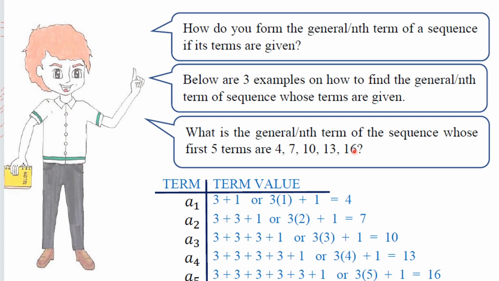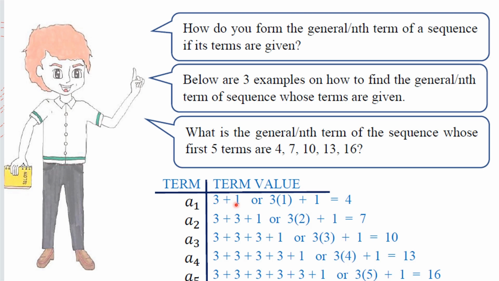So what if now binaliktad? Binigyan tayo ng terms and then we are asked to find the general or the nth term. Parang yung rule ang ibibigay natin. So, in that case, we need to observe thoroughly the terms in our sequence. So, take a look at the first term which is 4, a sub 1. First term po ang ibig sabihin nun.